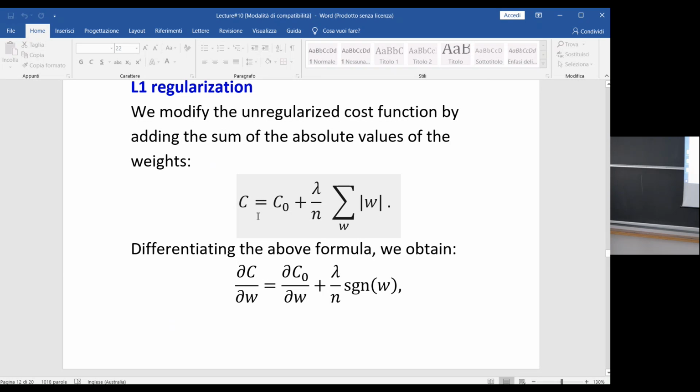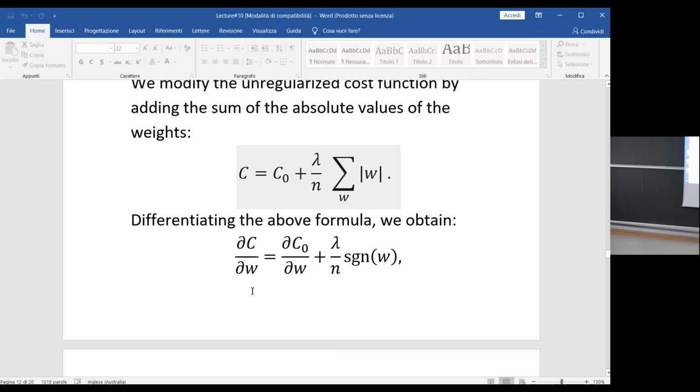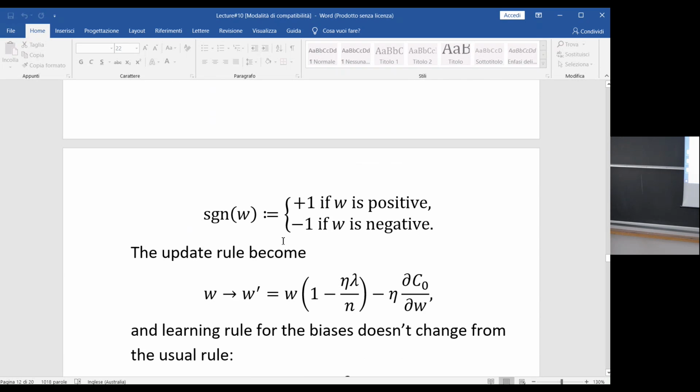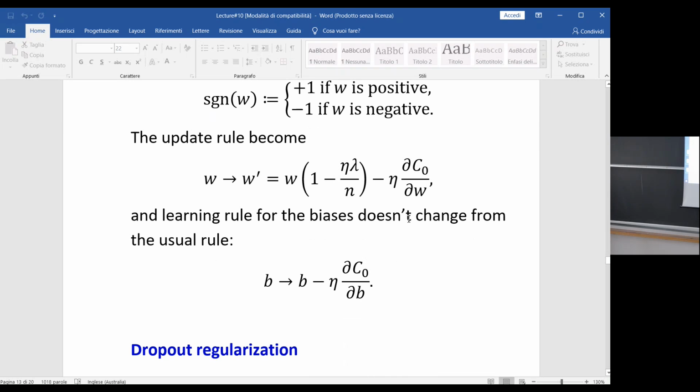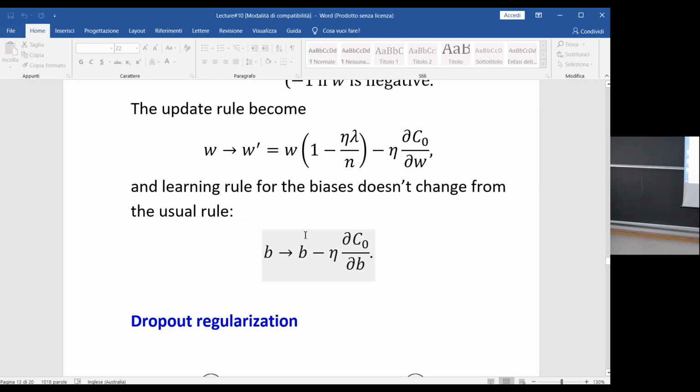So if we differentiate the formula for regularization L1, we have dC by dw is dC0 by dw, our traditional term, plus lambda divided by n sign w, where sign is the sign function, this step function, and the update rule for weight becomes some correction for lambda, our normalizing coefficient L1, and for biases it doesn't change also because it doesn't depend on the biases.